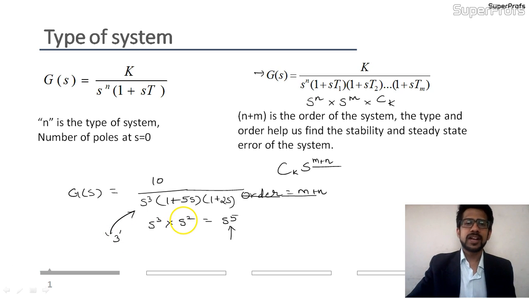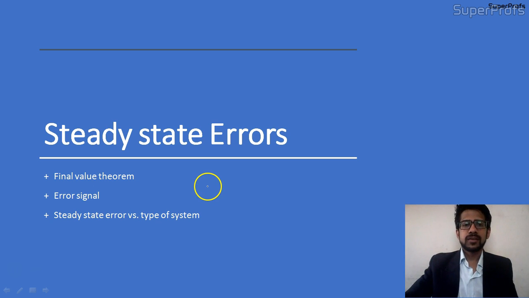So try to find out the type of the system and the order of the system. This will be the initial exercise for all the systems that you encounter. Once you are able to find out the type and order of the system, it will be easy to go into the notion of stability and calculate the steady state errors. Let us go to the next slide and see what steady state errors are.